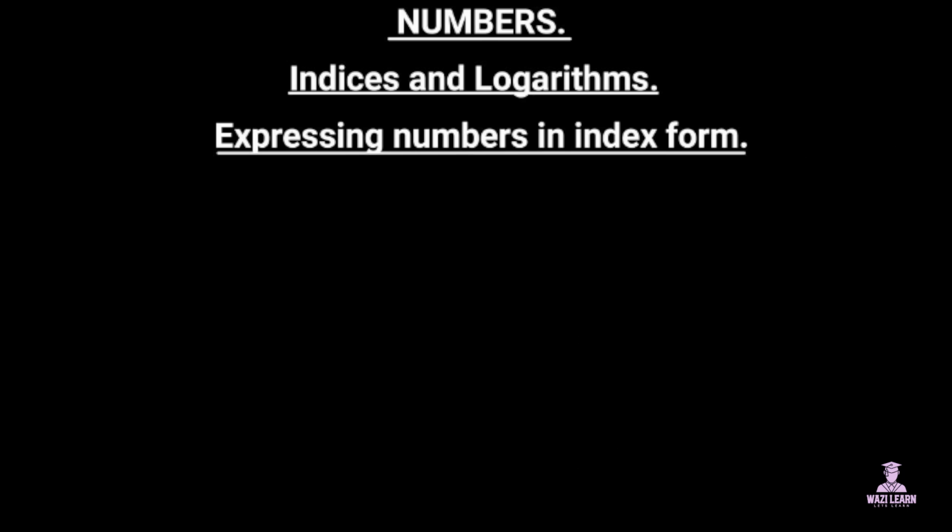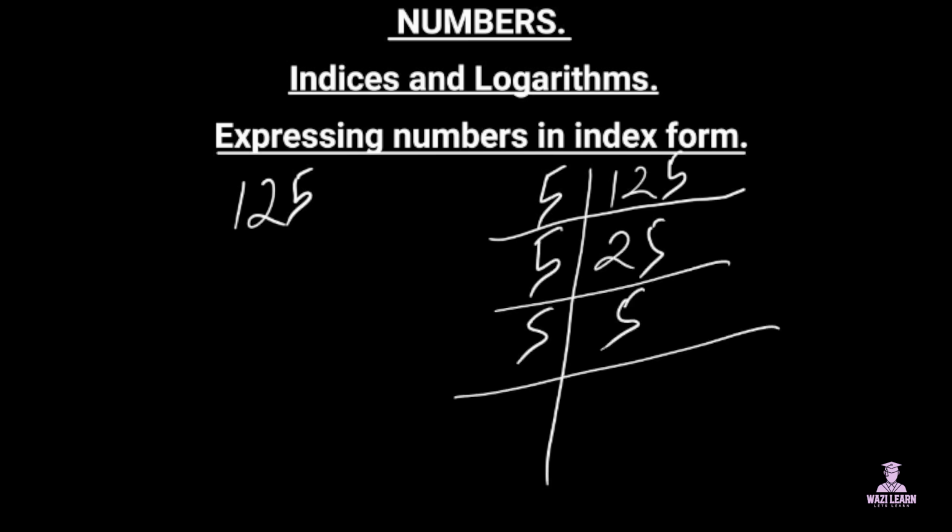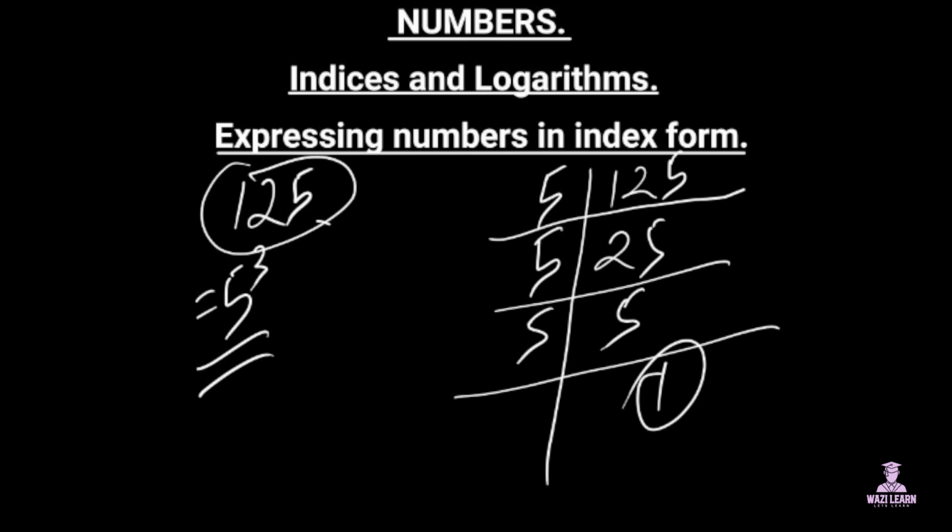Let us look at our last example. You can pause the video and try it. Let's say we have 125 expressed in index form. So you know that for this one, we can divide 125 by the prime factor 5. So divide by 5, we get 25. And then 25 divided by 5 is 5. Then you divide until you have 1. So this one is just 5 multiplied by itself thrice. So that is our lesson on expressing numbers in index form.